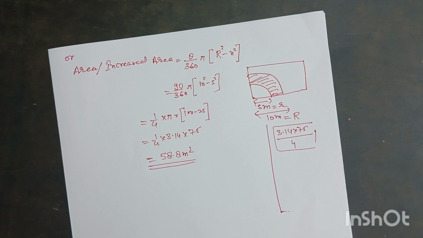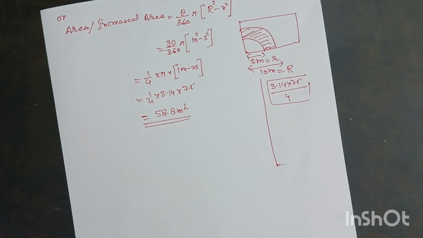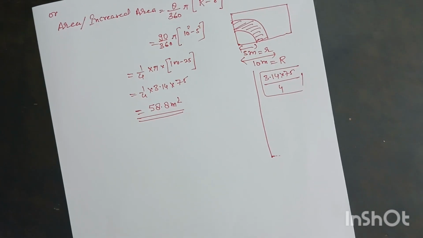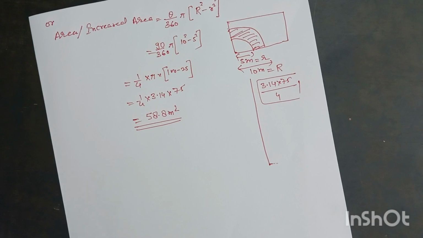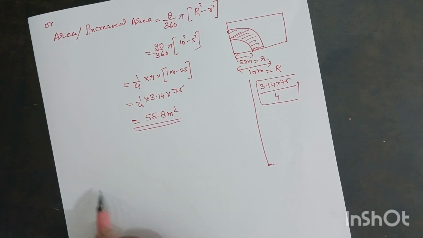Now here we can have a similar question. Two ships are warned for underwater rocks. A lighthouse spreads a red colored light over a sector of angle 80 degree to a distance of 16.5 kilometer. Find the area of the sea over which the ships are warned. So this is the question.